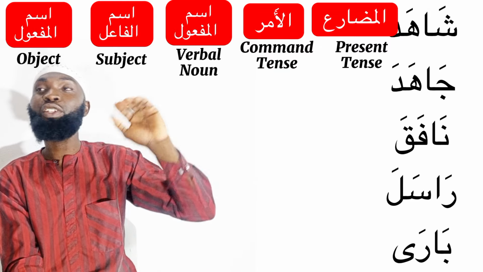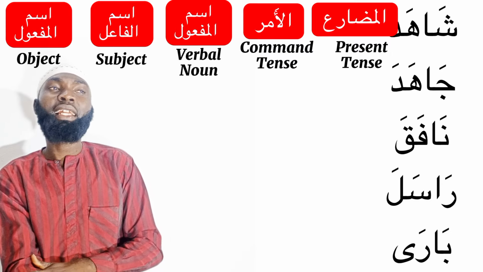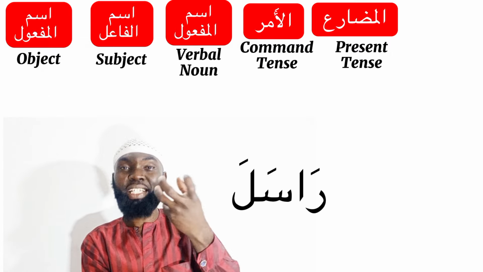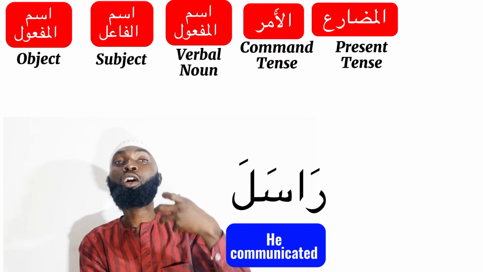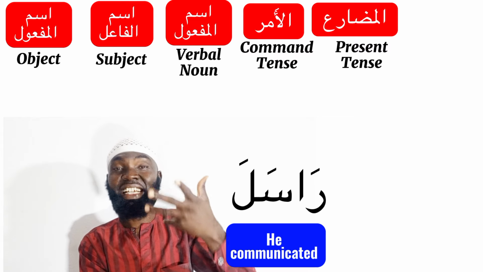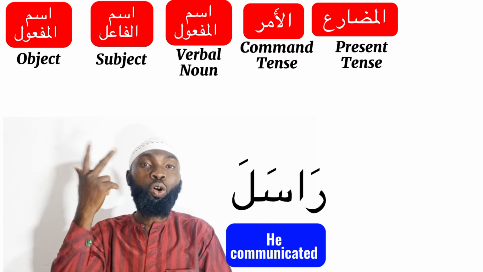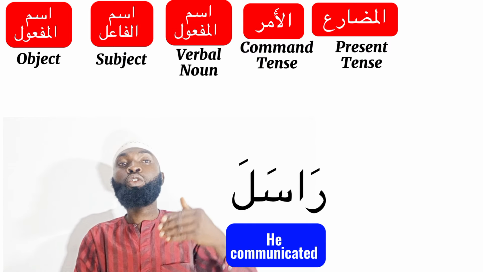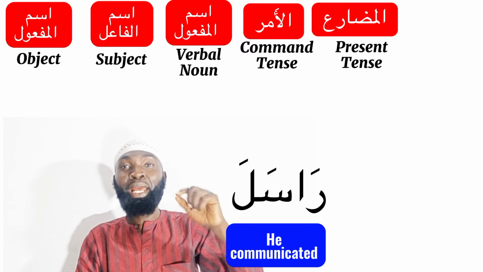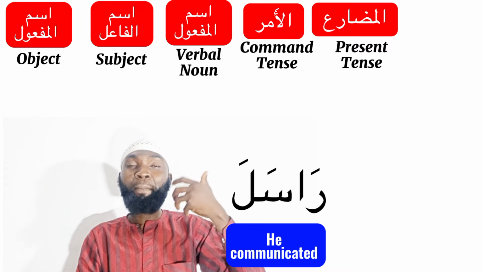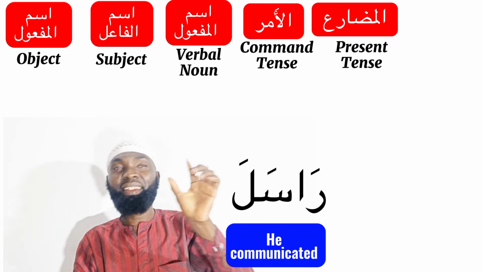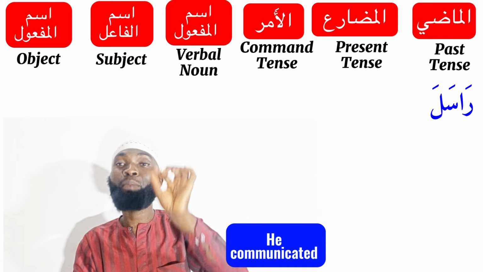Let's take one of these words for an example. Let's look at the word rasala. Rasala means he corresponded, which means he communicated, he sent a letter, or he made a telephone call. So I can say rasalani abi, my father called me, my father communicated with me. So rasala is a past tense verb under fi'lul madi.